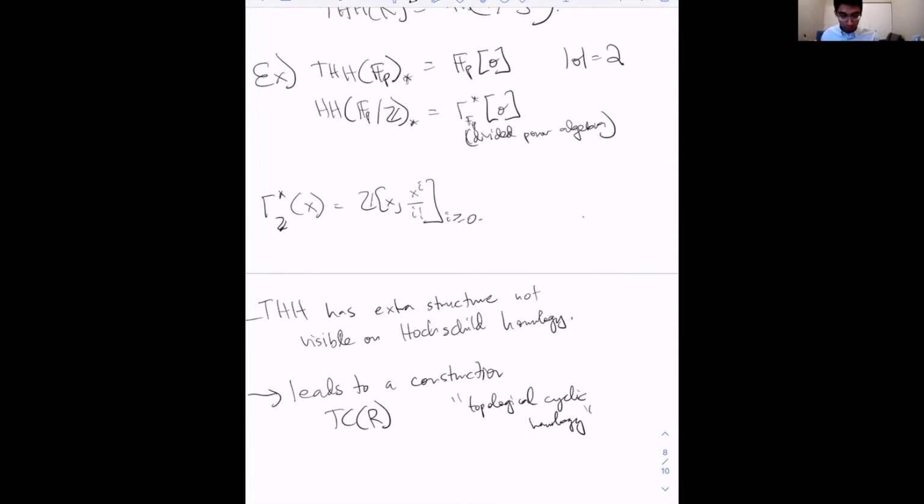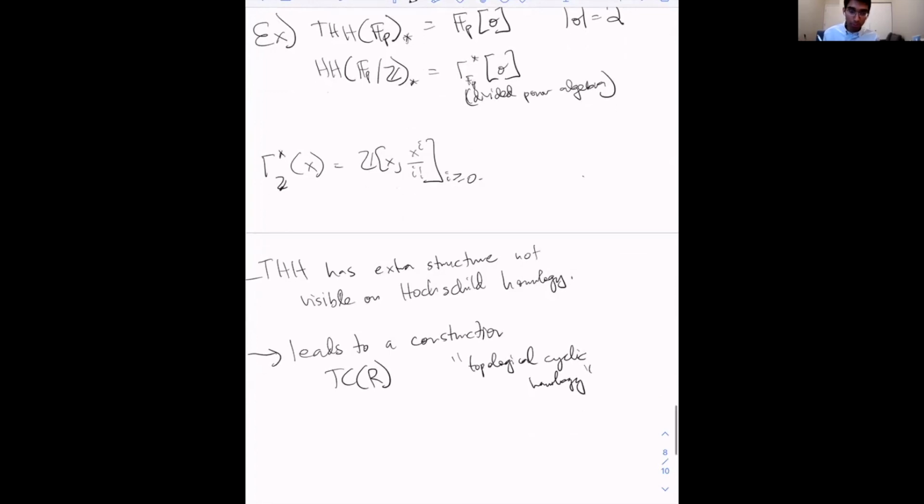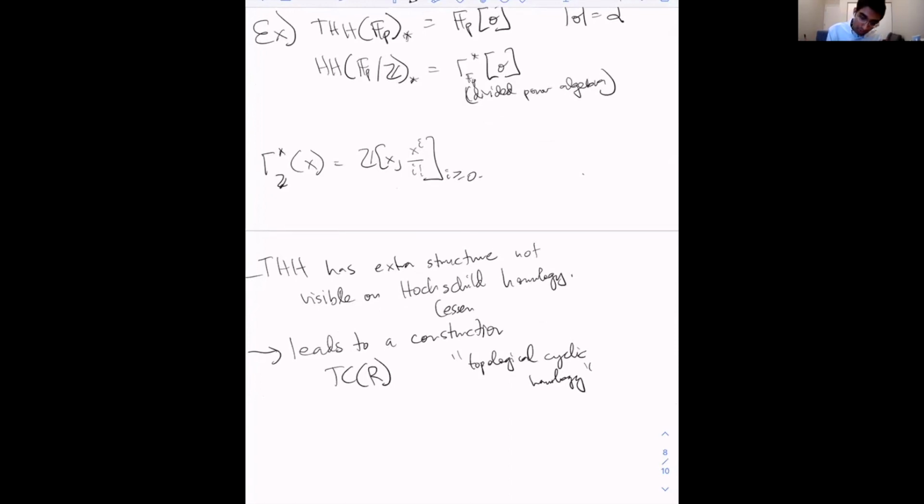So this is built from taking into account THH, but also taking into account this extra structure. And this extra structure, let me just remark, it's really essential for this extra structure to work over the sphere spectrum. So this is also a case where this extra structure is actually not there if you consider Hochschild homology over the integers or over any classical ring. But it's sort of essential to work in this world of spectra, higher algebra.